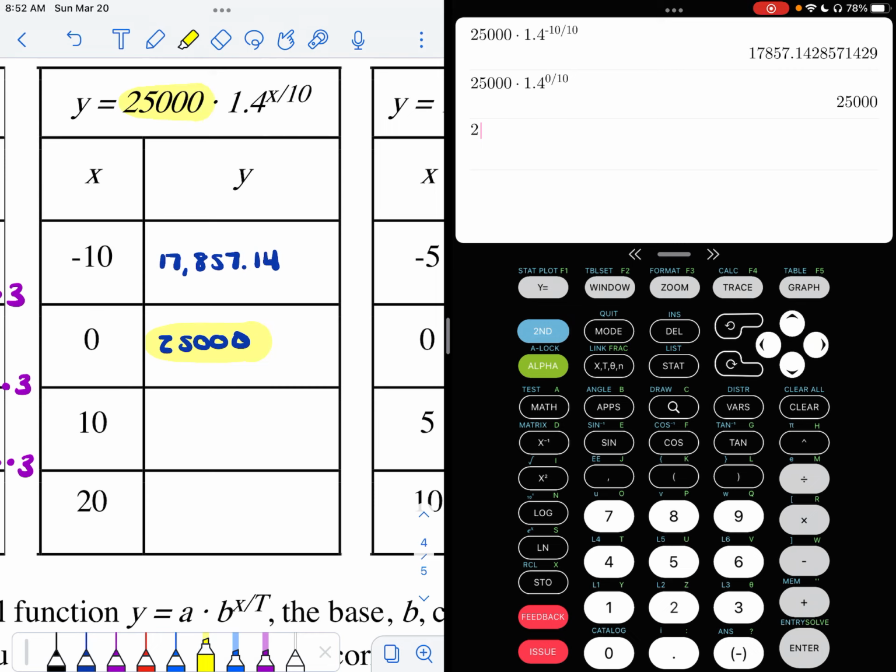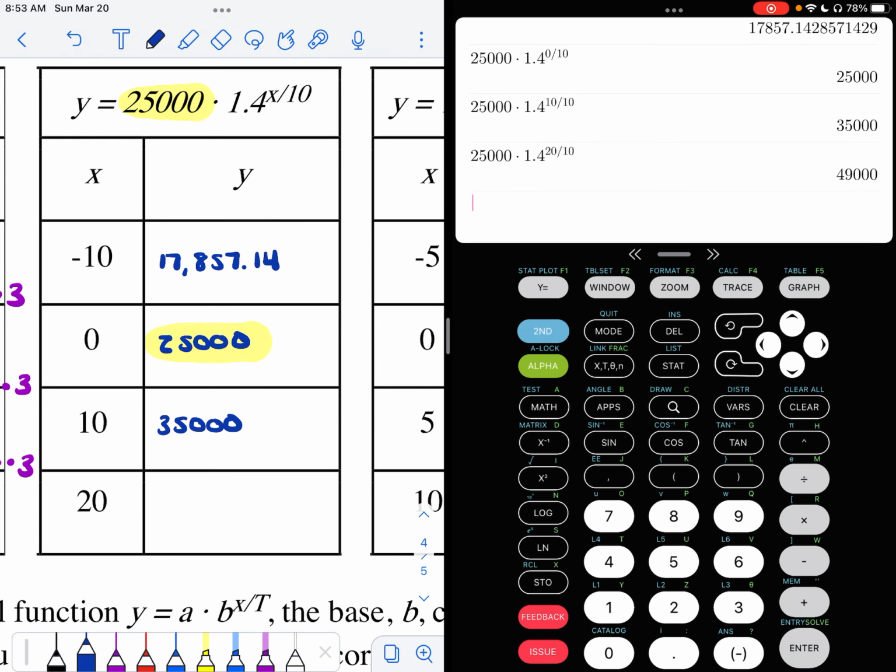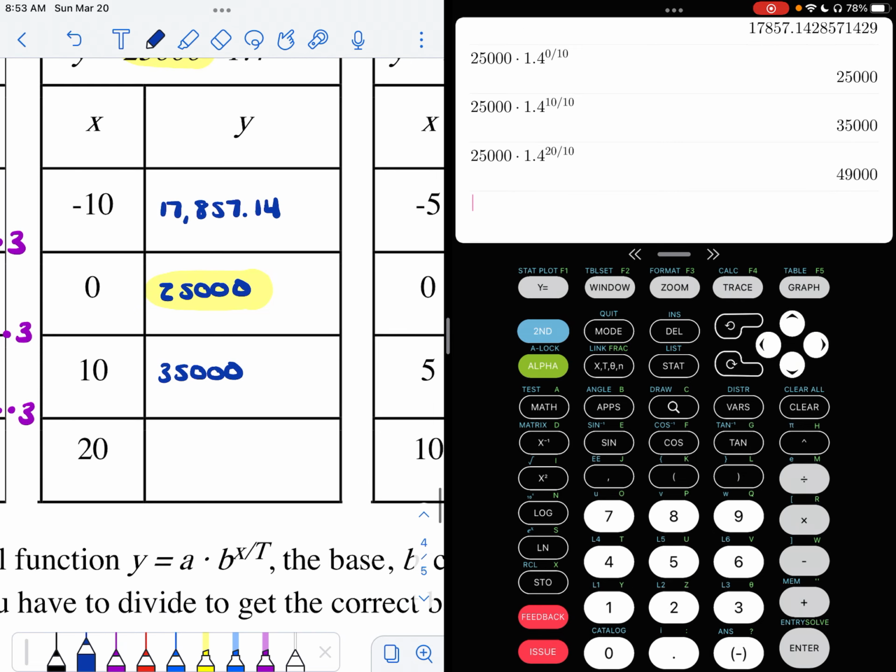All right, let's raise it to a power of 10. So 25,000 times 1.4 raised to the power of 10 over 10. Plugging in 10 for our x on this one, we get 35,000. So it's growing. Then plug in x equals 20, so 25,000 times 1.4 raised to the power of 20 divided by 10, and we get 49,000.